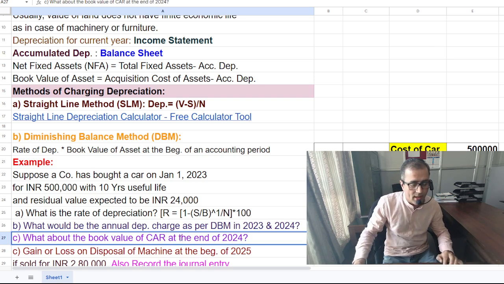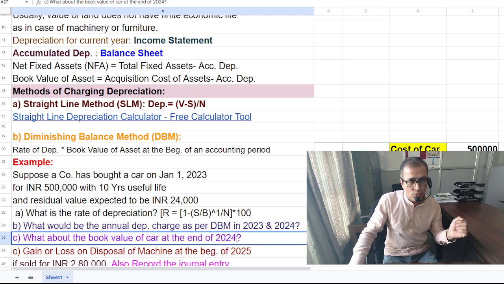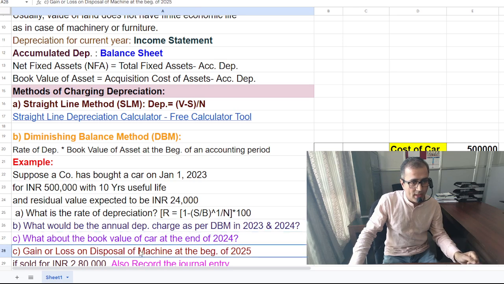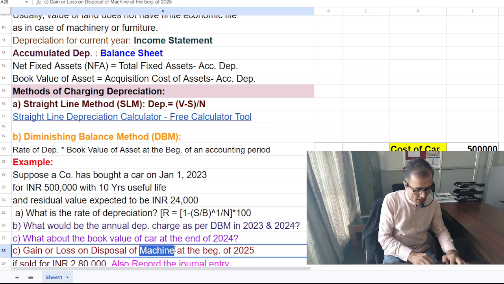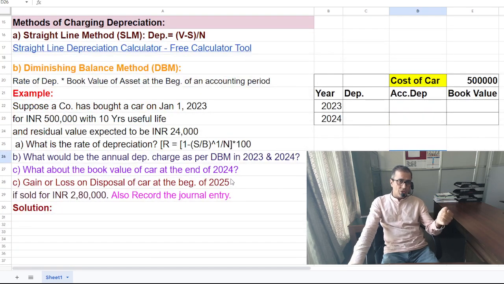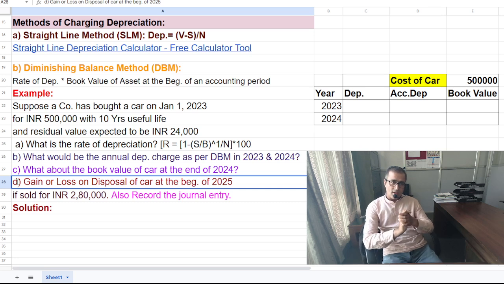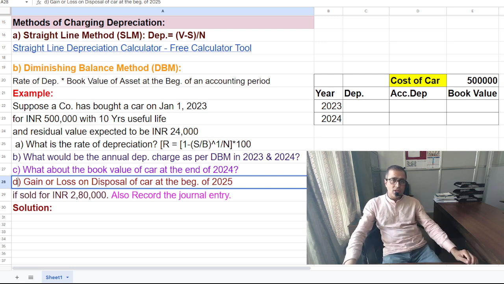you can say the car at the end of 2024, and what about the gain or loss on sale of this. You can adjust the calculation here, then also record the journal entry. For the last question, we ask the gain or loss on disposal of the car at the beginning of 2025 if it is sold for 2,80,000, and also record the journal entry, friends.